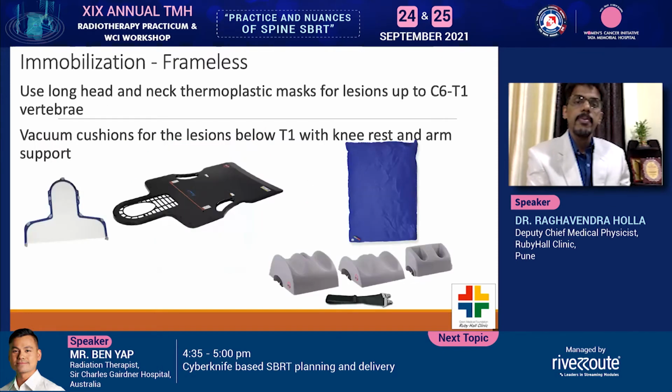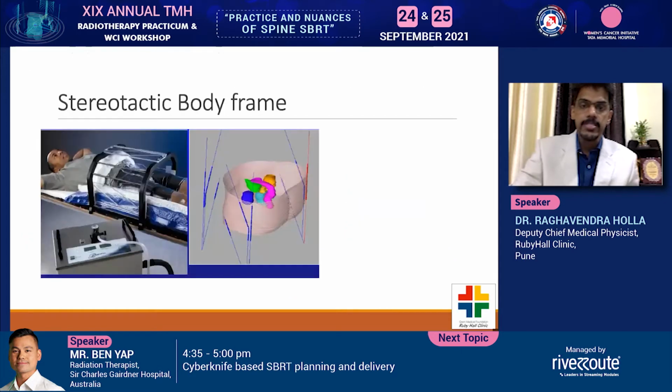Coming to the second aspect, immobilization. There are 2 concepts again, frameless and with a frame. For the frameless approach, what we follow in our center is a long head and neck thermoplastic mask for lesions up to about C6 to T1 vertebra. If the lesions are inferior to that, then vacuum cushions with the knee rest and arm support are the choice for lesions below T1. This is what we have identified in our center as one of the best systems for immobilizing spine cases.